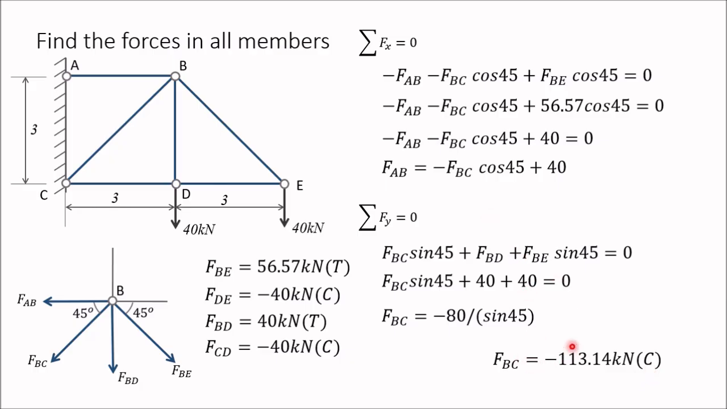So put this value of FBC here in this equation. This is negative, so both will become positive. And when you solve this, you will get FAB as 120 kilonewton, tension member.